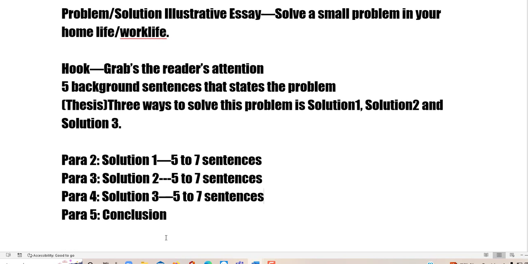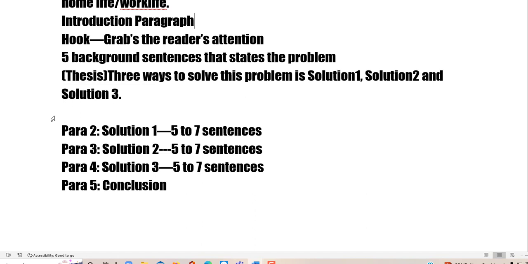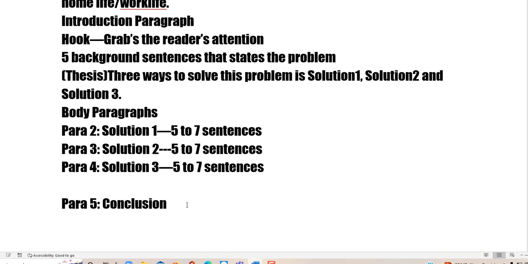In your introduction paragraph, you have a hook, 5 background sentences that state the problem, and your thesis, which is the last sentence of the first paragraph. Then you have your body paragraphs, which occur in the middle of your essay. And then your conclusion paragraph.